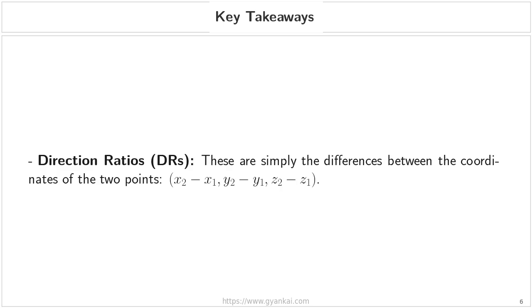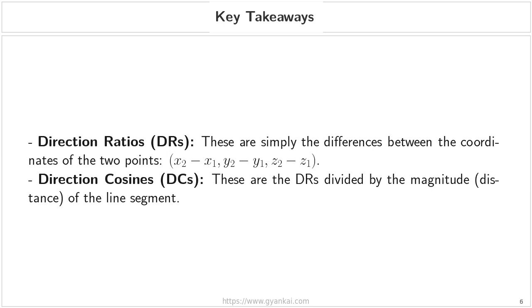First, let's revisit the direction ratios, or DRs. As we saw when we were calculating the path of the drone in our example, the direction ratios are simply the differences between the corresponding coordinates of your 2 points. Specifically, you find them by calculating x sub 2 minus x sub 1, y sub 2 minus y sub 1, and z sub 2 minus z sub 1.